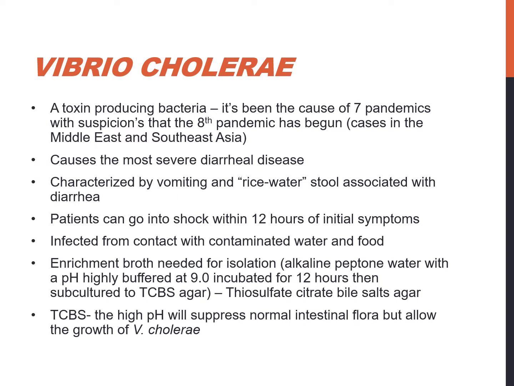Thiosulfate citrate bile salts agar differentiates our sucrose positive strains of Vibrio from our sucrose negative strains of Vibrio. The high pH will suppress normal intestinal flora but allow the growth of Vibrio cholerae. Vibrio cholerae on TCBS looks yellow, and that is due to the sucrose fermentation.